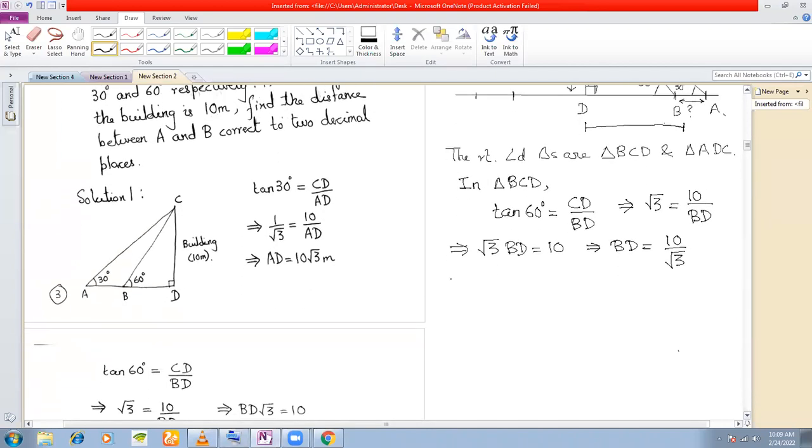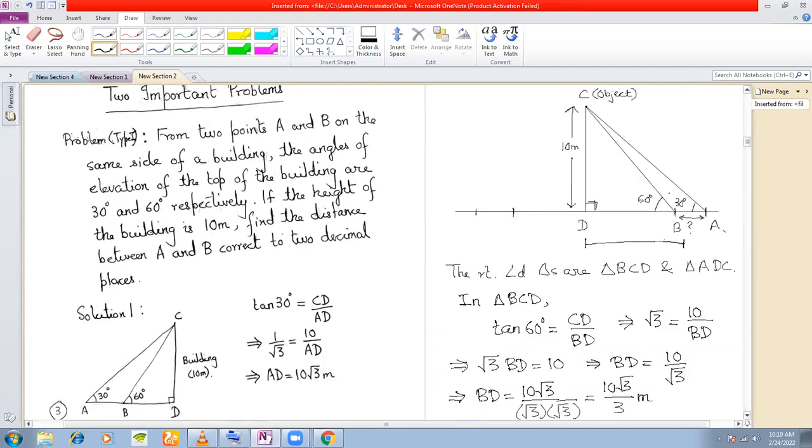Now denominator is irrational here. So let's rationalize the denominator. BD is equal to, now multiply the numerator and denominator by root 3. Root 3 by root 3 into root 3. So you get 10 root 3 by 3. This much meters. This is the length of BD. So this is 10 root 3 by 3 meters.